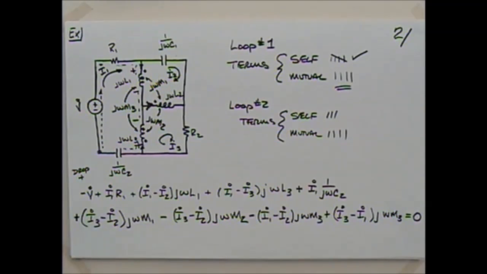So I think that's all of them. Did we get all the mutual terms? We said there'd be 4. There should be 4, shouldn't there? Let me double check these, and I'll probably talk a little bit about them.